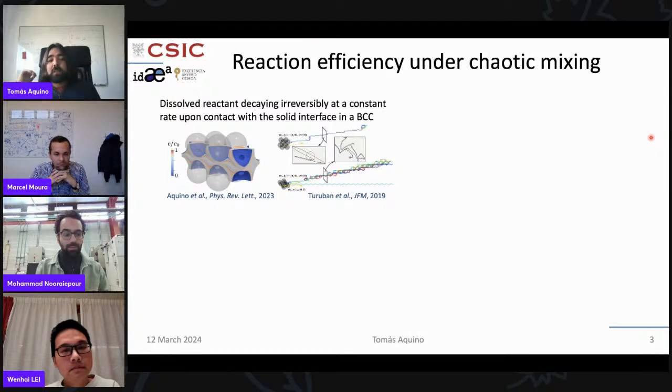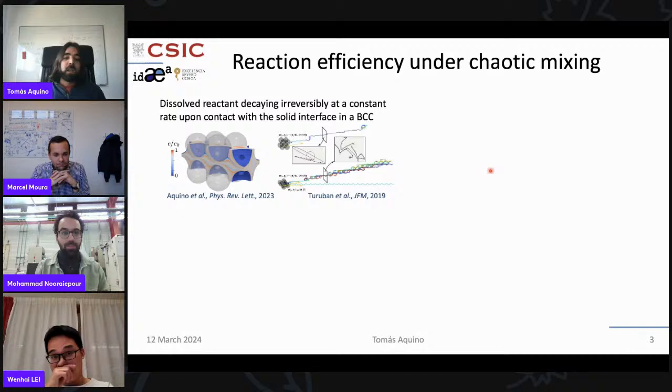For example, if you take the flow to be oriented along the packing symmetries of the structure, you get no chaos at all, very regular streamlines, like down here. But if you take certain flow orientations, you can get a bit of chaotic mixing or a lot of chaotic mixing.